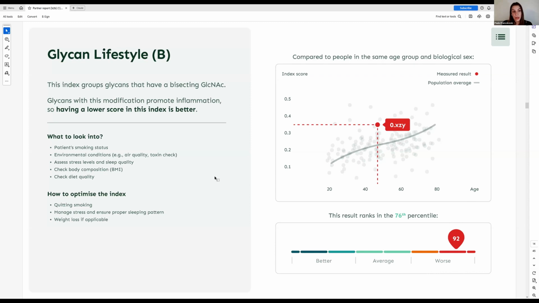What we know are the main drivers of a negative increase in these glycans is whether a client is a smoker, a heavier alcohol drinker, or if a client is exposed to high amounts of stress with poor sleep quality, and also some environmental factors. So for example, if a client is exposed to poor air quality or toxins or heavy metals in the diet, these kinds of environmental factors need to be investigated further.